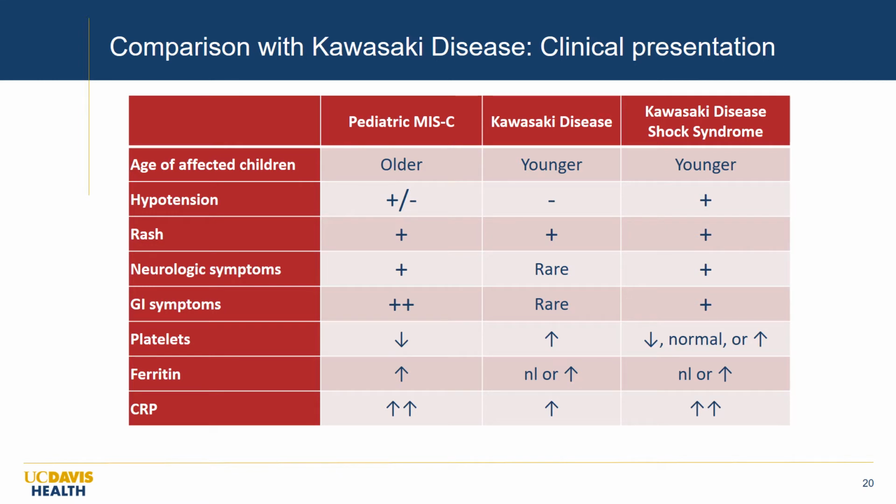GI symptoms are very common in MIS-C, less common in Kawasaki disease or Kawasaki disease shock syndrome. Platelets are generally low in MIS-C, which is one lab finding that really allows us to distinguish between MIS-C and Kawasaki disease. In Kawasaki disease shock syndrome, they may be low or high. Ferritin is generally elevated in MIS-C and can be elevated in KD as well, and KD shock syndrome. And then CRP is very high in MIS-C, as well as in Kawasaki disease shock syndrome, and they tend to be higher in both of those entities as compared to KD.